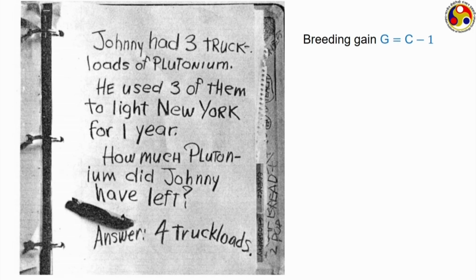So, as an answer to this, we define something known as the breeding gain. G is equal to C minus 1, where C of course is the conversion factor or breeding ratio. If we are talking about just a single neutron that is getting absorbed in the fuel, then that will lead to the formation of C number of nuclei, and out of this C, 1 nucleus will participate in a further fission reaction. So, what we are left with is C minus 1, which is this breeding gain.